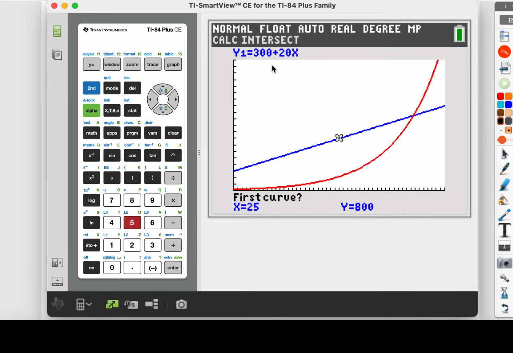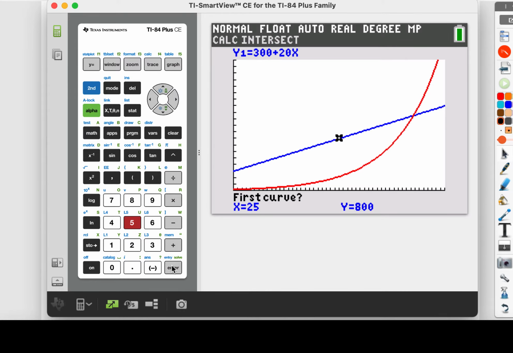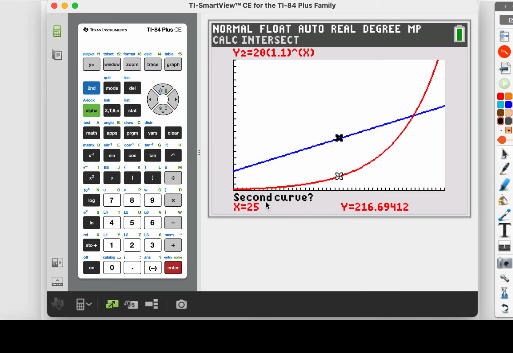It's going to ask us a couple of questions. First of all, are we on our first curve or our first line? Well, I'm definitely on the blue line here, y1, so I'm going to press enter. Now, am I on the second curve? Well, yep, I'm definitely on the red one. I'm on y2.